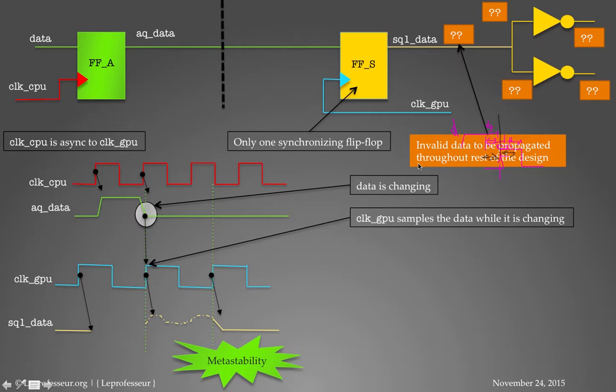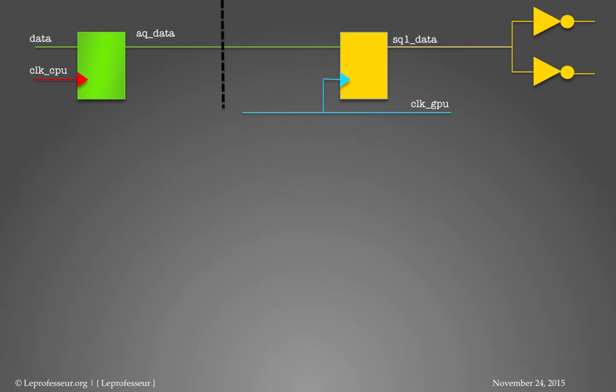The result of that would be that invalid data will be propagated throughout the design, and your design is not going to work. So what we can do is simply use a technique called a two flip-flop synchronizer. Basically, we had one flip-flop already and we add one more flip-flop just before using the data in the rest of the circuit.